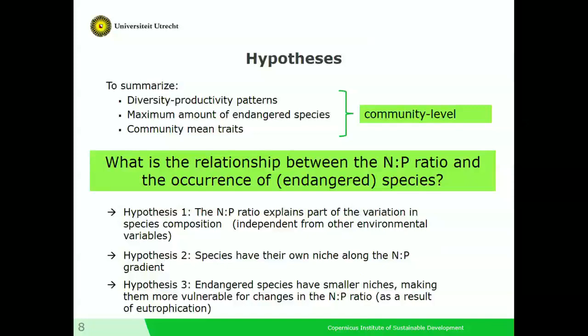So we have 3 hypotheses, basically, that I'm going to show you today. The first one is that the nitrogen-phosphorus ratio explains part of the species composition and that it does so independent from other environmental variables. That species will have their own niche along the nitrogen-phosphorus gradient, and that the endangered species are likely to have smaller niches, which would make them vulnerable to changes in the nitrogen-phosphorus ratio due to eutrophication.